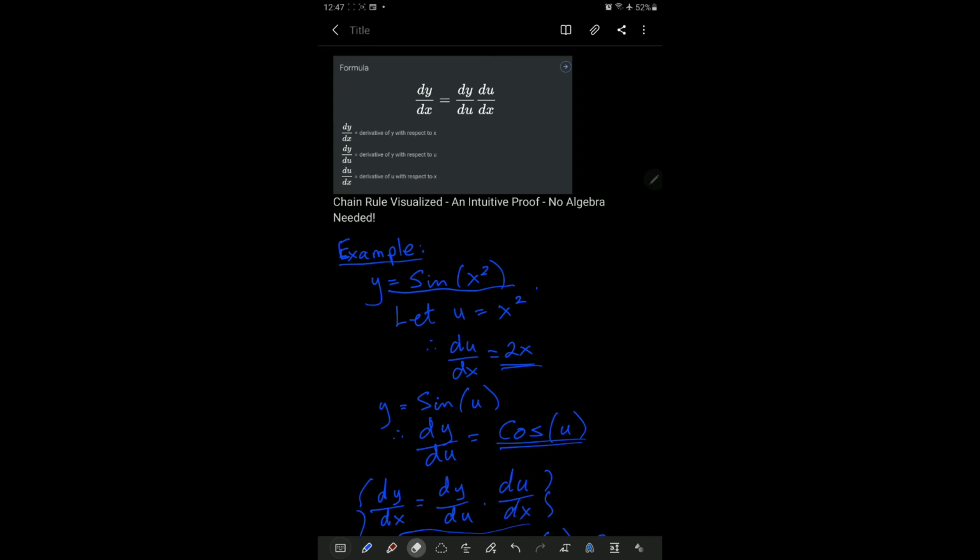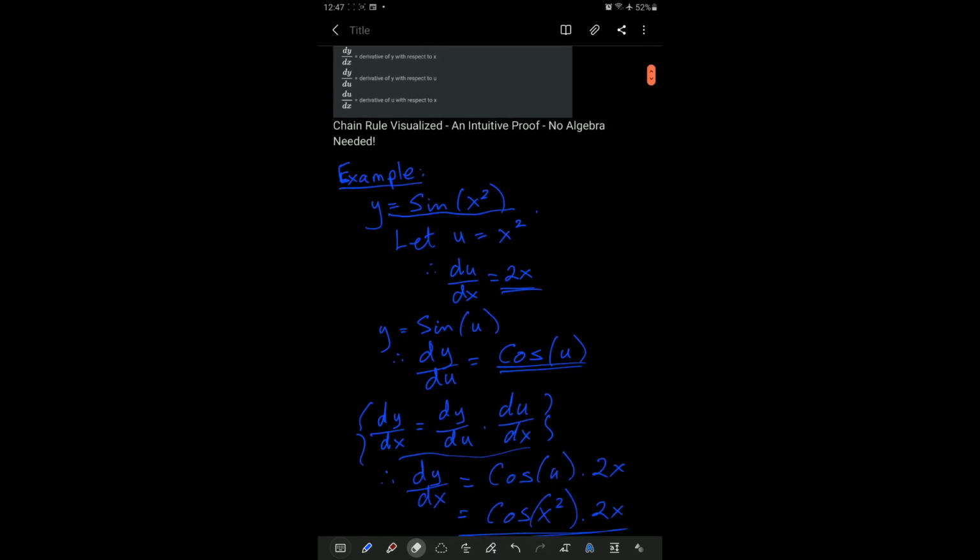So just to recap, if you're not sure what the chain rule is, I'll give you a quick example and then we'll get on with the interesting stuff. So here we have a function, say y equals sine of x squared. So we have an outer function, sine x, and an inner function, x squared. So this is a composite of two functions really.